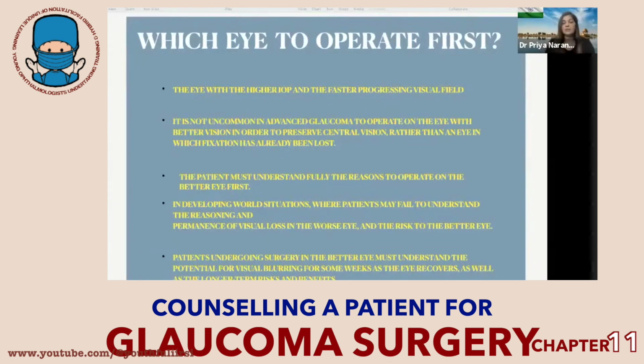These are some of the things commonly followed by many surgeons and glaucoma specialists across the globe. In advanced glaucoma, which eye would you operate first? Often you need to take up the case with better vision first, especially when you have a one-eyed patient. That's again challenging, because one eye is already lost to glaucoma, and then you have the patient's other eye.